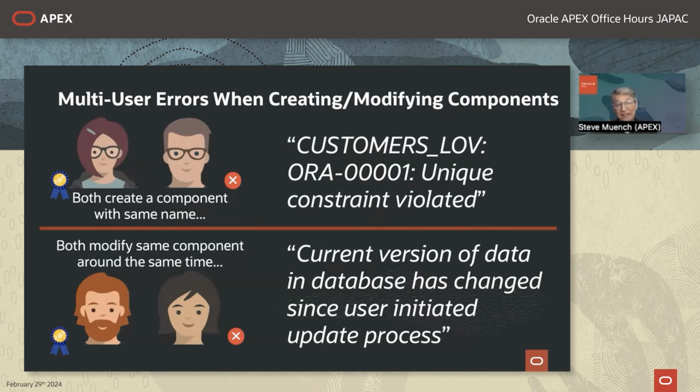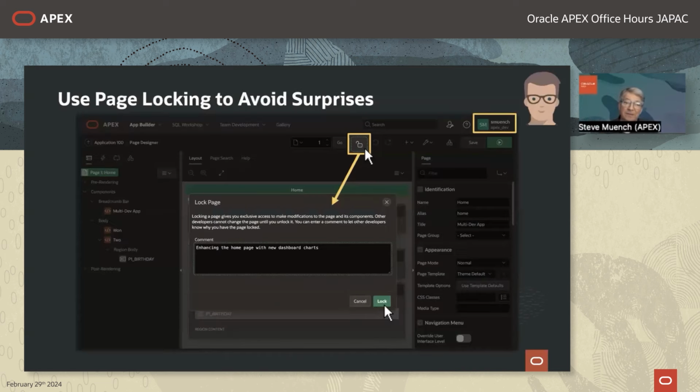So Apex does implement these kinds of protections so that you won't lose work, but there are better ways that Apex provides to send a signal to your teammates to stay out of working on a particular page while you're working on it. So let's talk next about that functionality, which is our page locking feature.